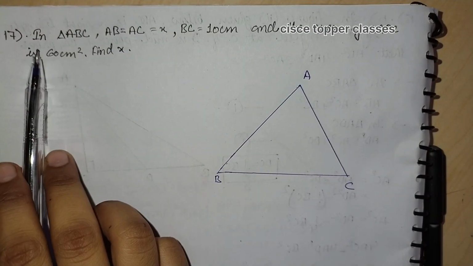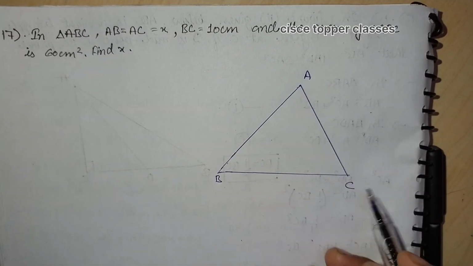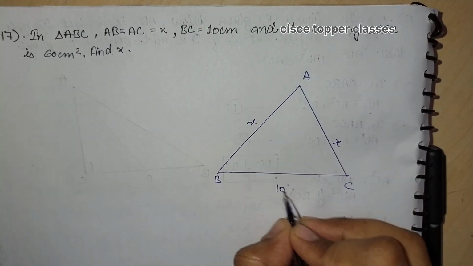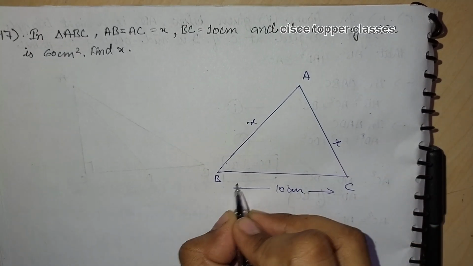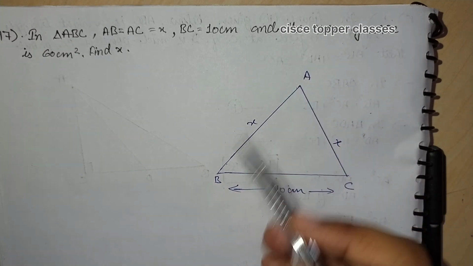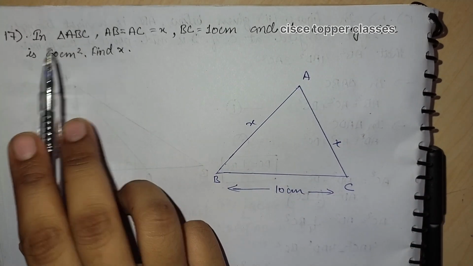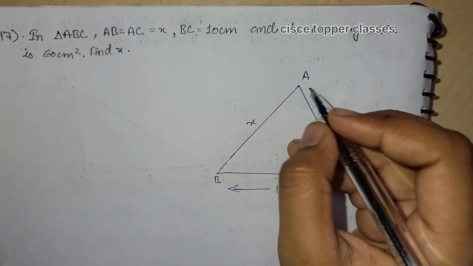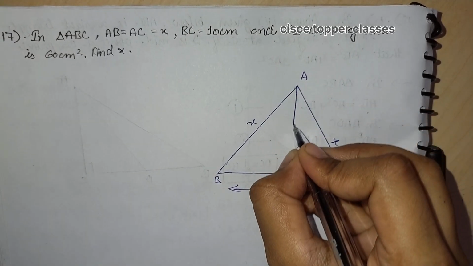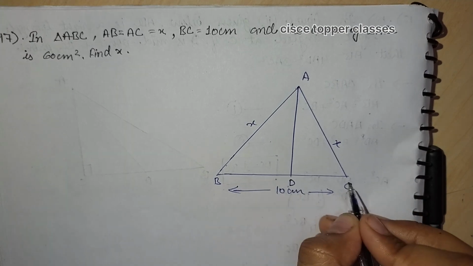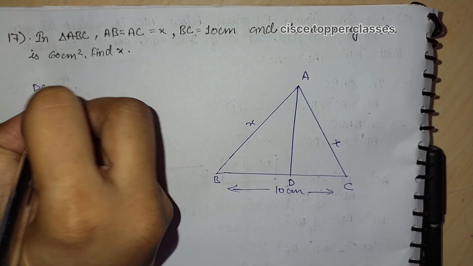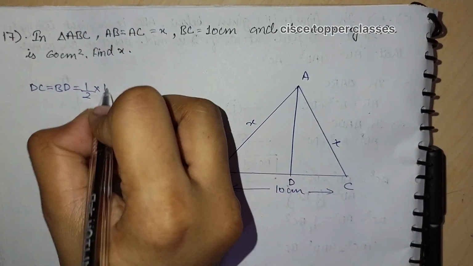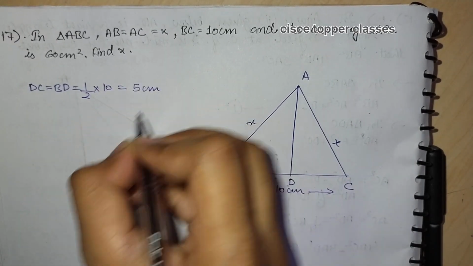Let's solve here 17 question. In the triangle, AB is equal to AC, means this is also x, this is also x, and BC is 10 centimeter given to us here. Simply we have the area of triangle ABC as 60 centimeters square. We have to find the value of x. Firstly, we will draw here the perpendicular. So let us draw it AD, which will bisect BC here. So simply we will get DC equal to BD here as half of BC. So this will be 10, and we will get 5 centimeter from here.